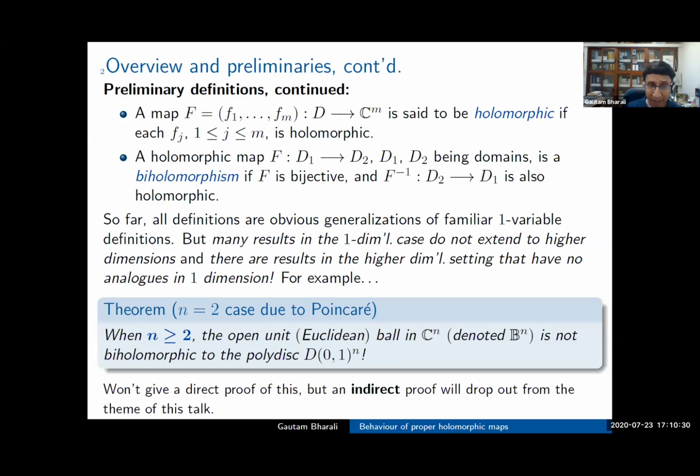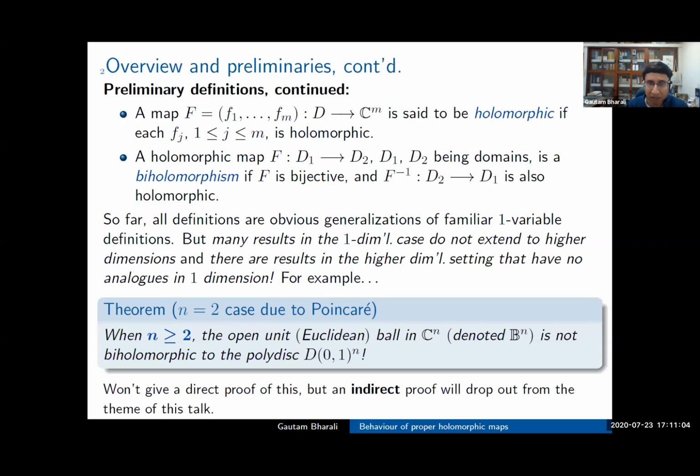So for n greater than or equal to 2, the open round ball in C^n, I'm going to, in this talk, denote this ball by boldface B^n. The open round ball in C^n is not biholomorphic to the unit polydisk in C^n. The n equal to 2 case was known a long time ago, and this was a result by Poincaré.